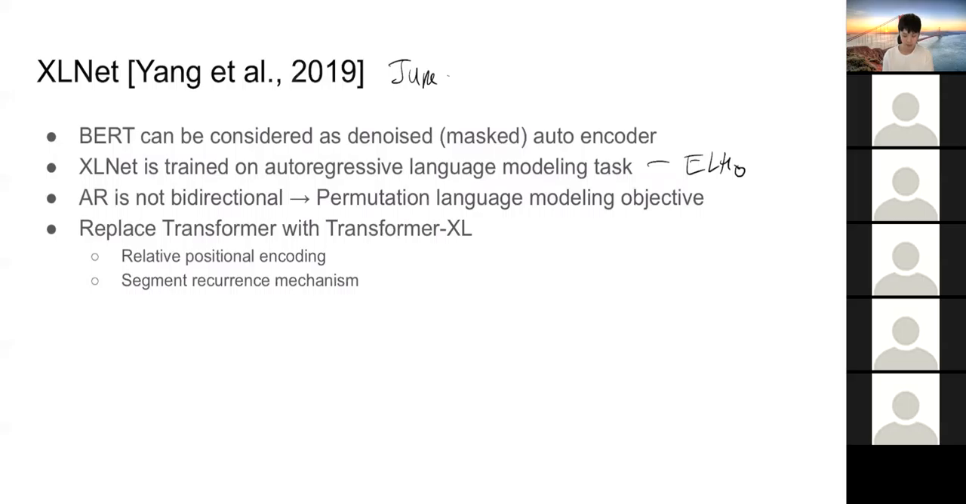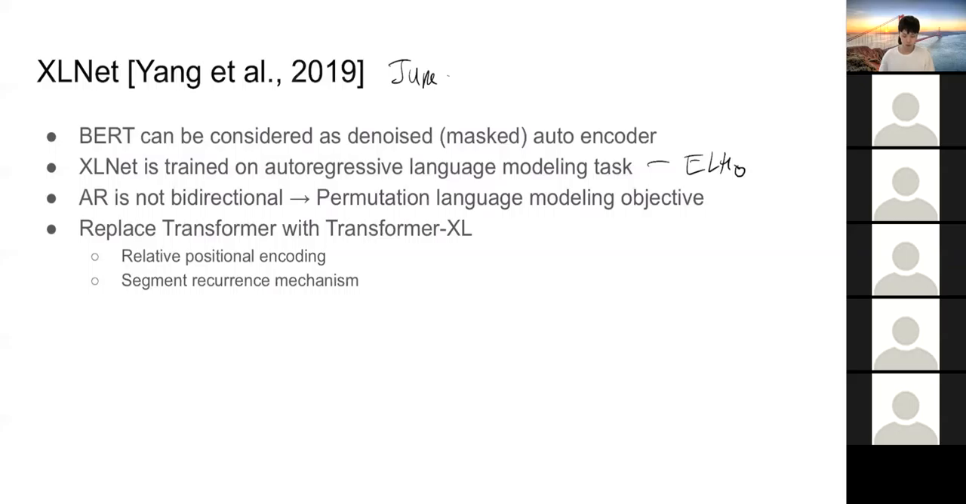So how can we get the best of both worlds? The AR language model is a typical language model, but the masked language model has the bidirectional property. In order to take the best of both worlds, what they did was permute the language modeling objective. I'll not go into details, but they mix the tokens and try to get the correct order of the tokens. You can think of it like that.